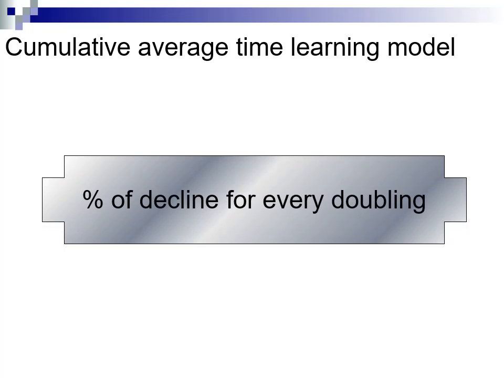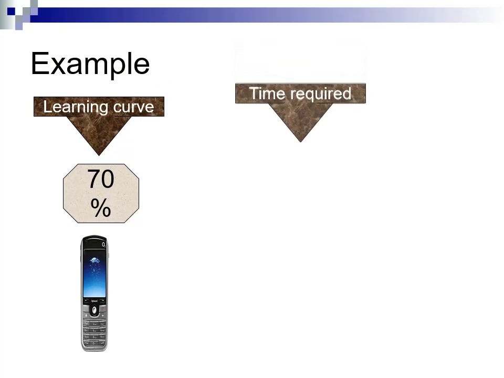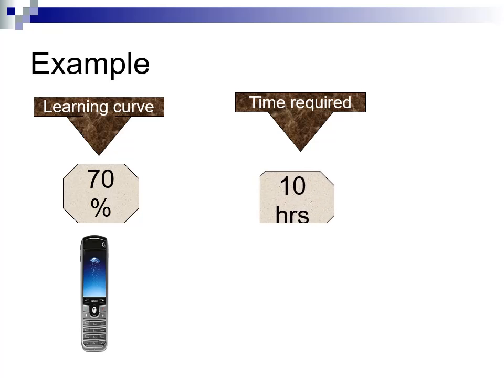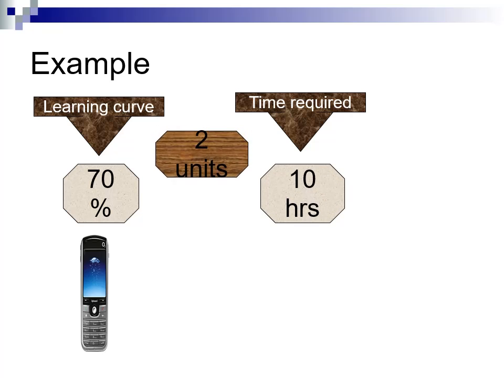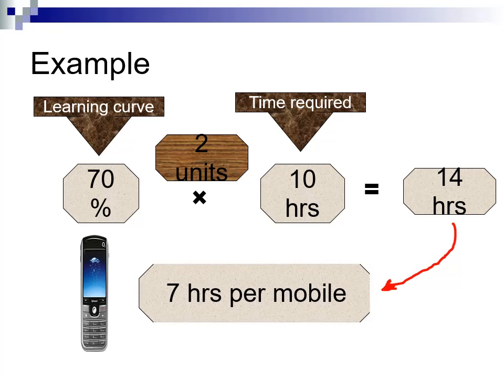for every doubling. To explain that, let's assume that the production of specific mobiles, and let's assume here it's only one single mobile, is subjected to a 70% learning curve. And if the time required to produce the first mobile is 10 hours, then the time required to produce two mobiles, which is one doubling, is 70% multiplied by 10 hours multiplied by 2, which will result in 14 hours as a total time to produce 2 units. This will give an average of 7 hours per mobile.